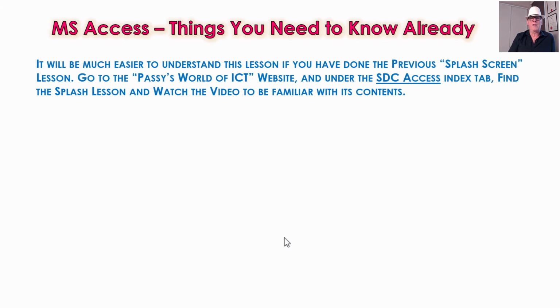Now, there are a few things you should really know already if you've done Access at all, or if you've been doing our course following along with it. So it's much easier to understand this if you've done the splash screen lesson. Now, what if you haven't done the splash screen lesson and you want to do that one first? You need to go to the Passie's World of ICT website. So we'll show you that.